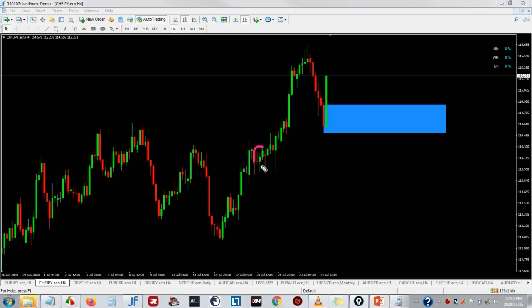Here are the dojis here. Look how the market responded. This was a previous resistance. Then the market went straight up to the upside. This is another doji. This is another doji.